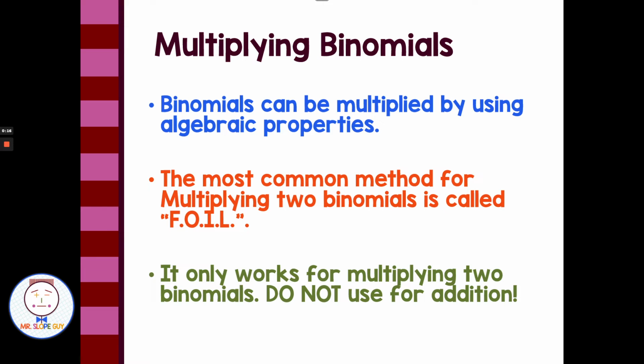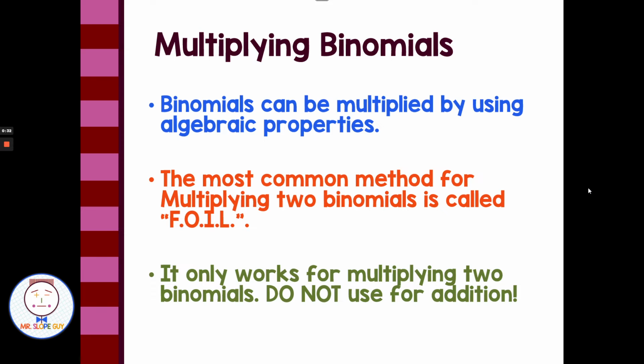And the most common method for multiplying two binomials is called FOIL. It only works for multiplying two binomials. Do not use it for other things like addition. Once you see FOIL, it's only for multiplying a binomial times a binomial.